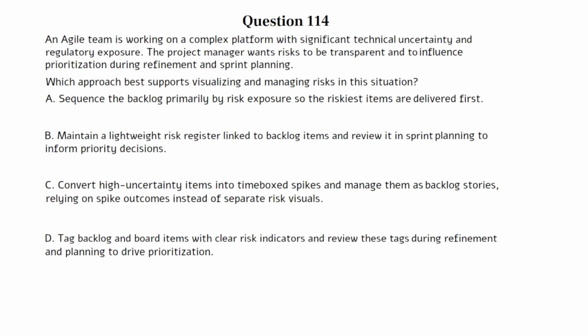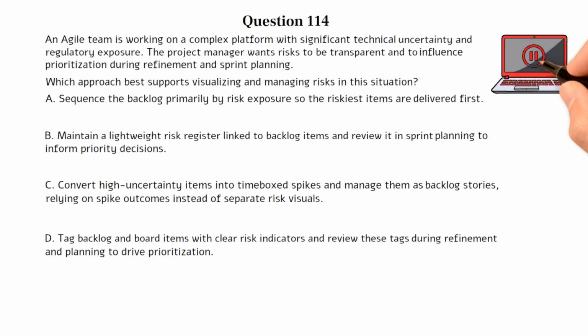A. Sequence the backlog primarily by risk exposure so the riskiest items are delivered first. B. Maintain a lightweight risk register linked to backlog items and review it in sprint planning to inform priority decisions. C. Convert high uncertainty items into time-boxed spikes and manage them as backlog stories, relying on spike outcomes instead of separate risk visuals. D. Tag backlog and board items with clear risk indicators and review these tags during refinement and planning to drive prioritization. You can pause the video here if you need more time to work on the question.